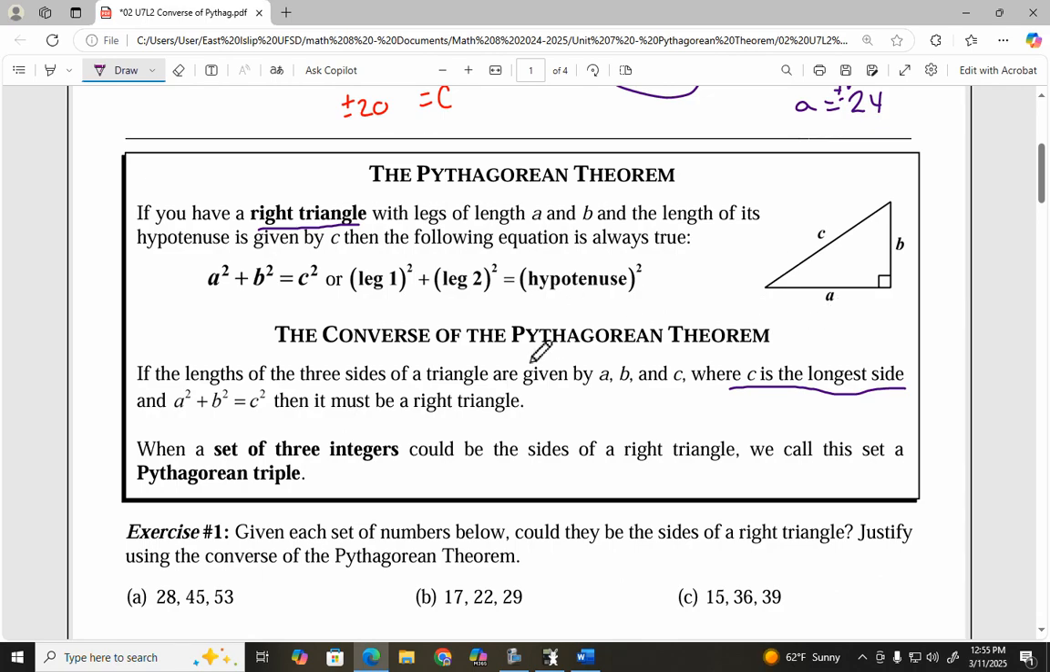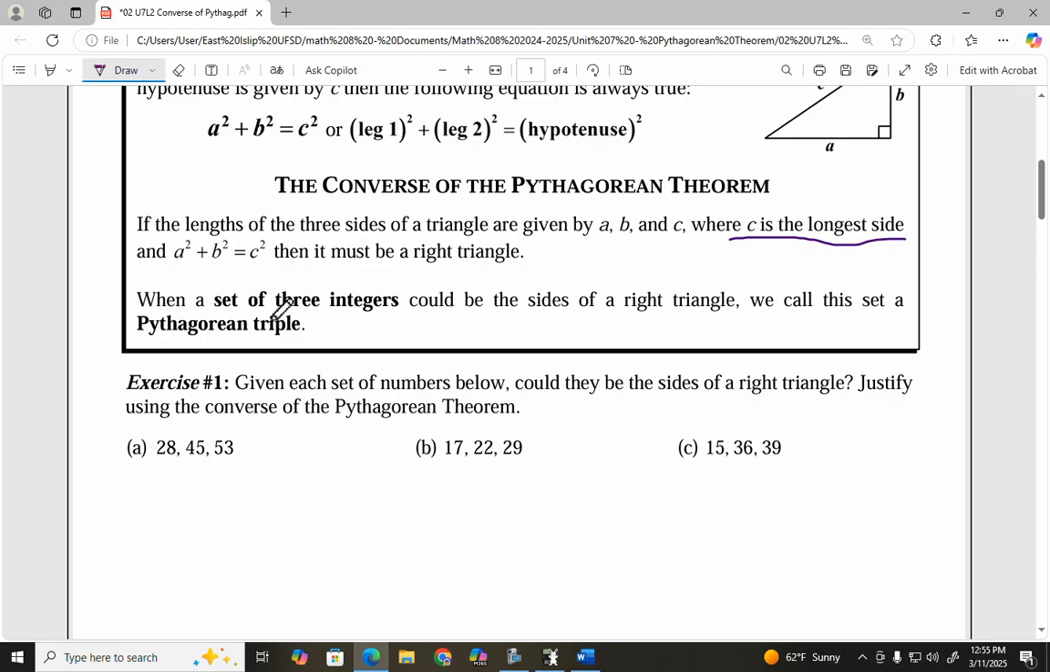And then we test it in the Pythagorean theorem to see if it works. If it does work, then we say, yep, it was a right triangle. If it doesn't work, then we say, nope, it wasn't a right triangle. We'll talk about these when we get to the next page.